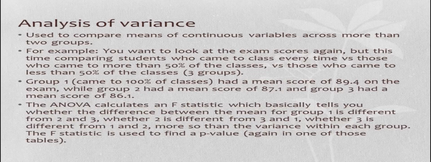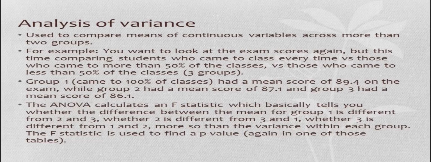It doesn't tell you which one, of course, because it can't. It's just looking at all 3 of them, or all 4 or all 5, depending on how many you have. So it basically just tells you one or more of these is an outlier from the other 2, and it's enough of an outlier that it's statistically significant. And the F statistic is, again, used to find a p-value.